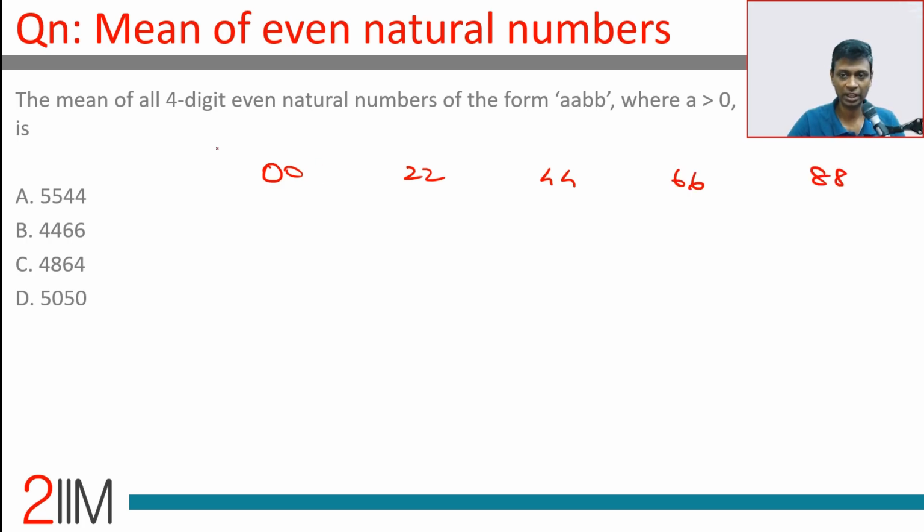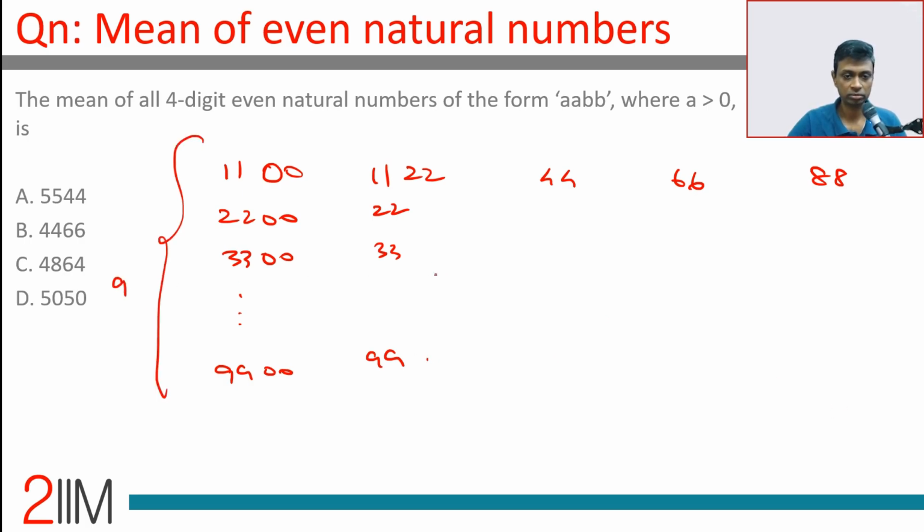A need not be even. A is greater than 0. 1, 1, 0, 0, 2, 2, 0, 0, 3, 3, 0, 0, all the way till 9, 9, 0, 0. Likewise 1, 1, 2, 2, 3, 3, all the way till 9, 9, and so on. So 9 numbers here, 9 here, 9 here, 9 here, 9 here. There are totally 45 numbers. If we add all of this up, then we should get somewhere with that.